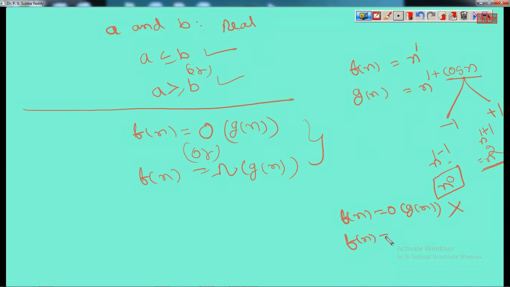f of n is big omega of g of n is also not correct. This is also not correct.